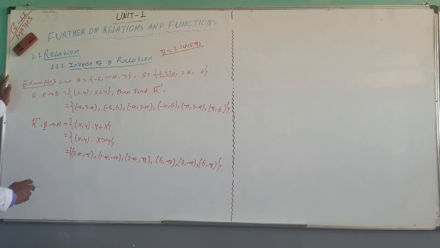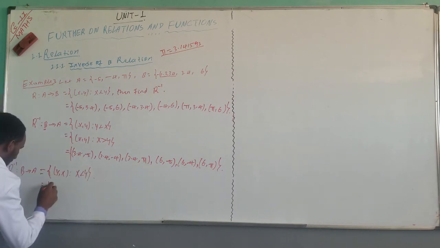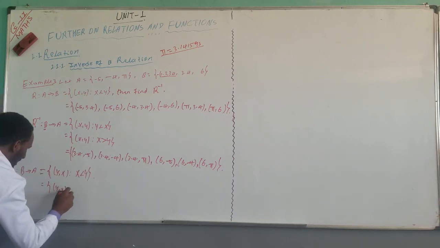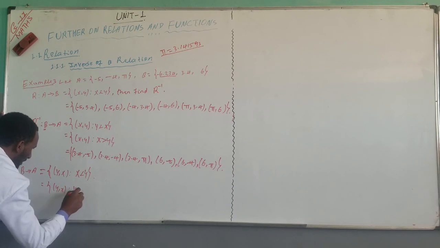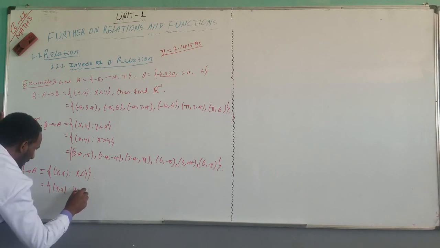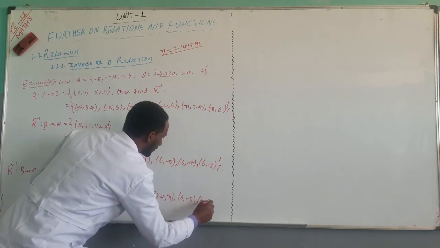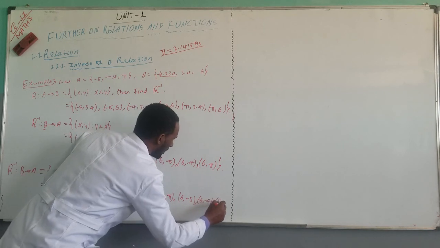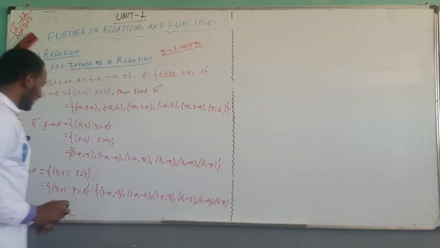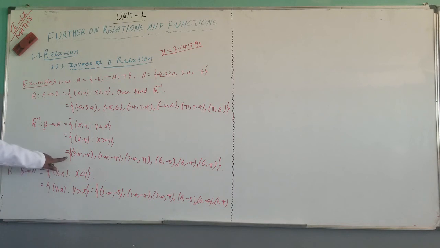Also, we can express R inverse as y, x such that y is greater than x, when y is taken from B and x is taken from A. Then (6, -5), (6, -4), (6, pi). This is the same as this one. Therefore, R inverse can be expressed by this one.